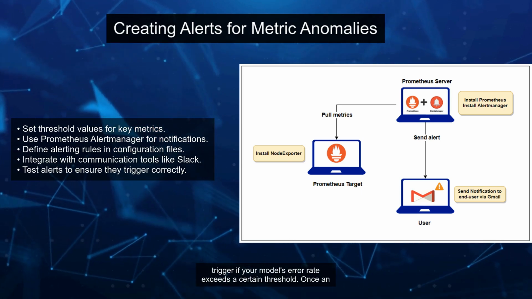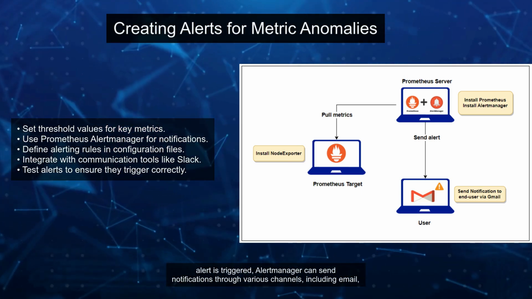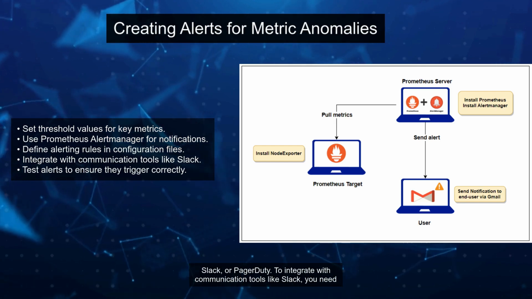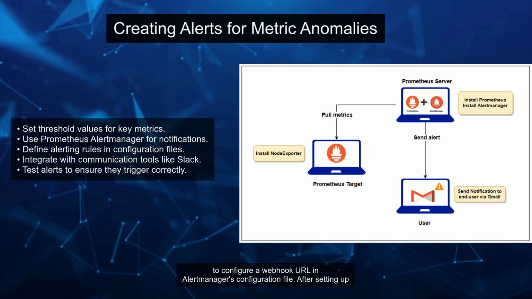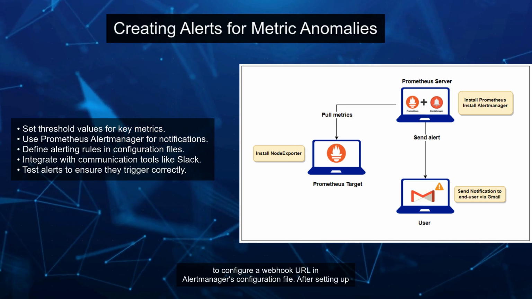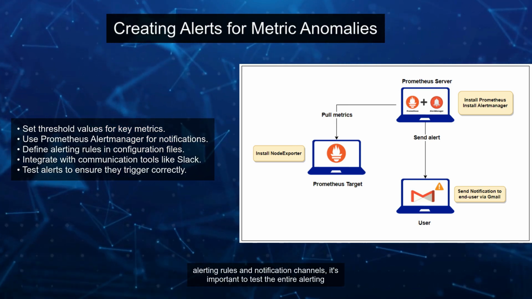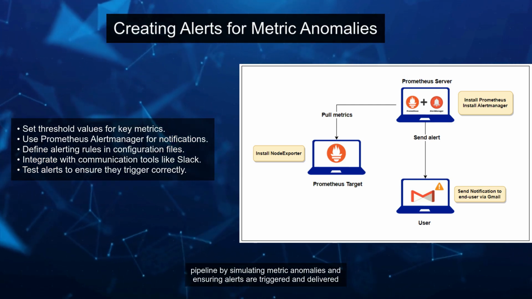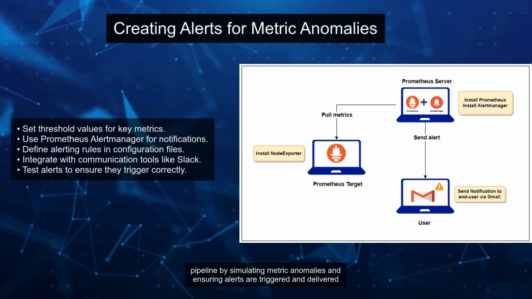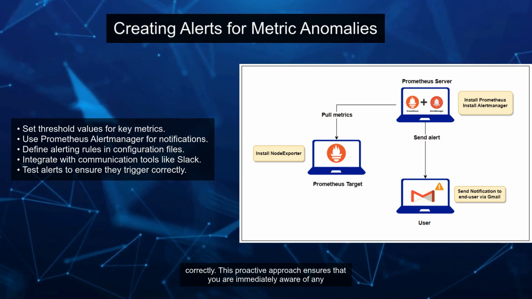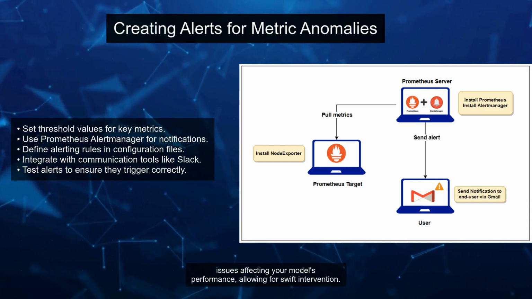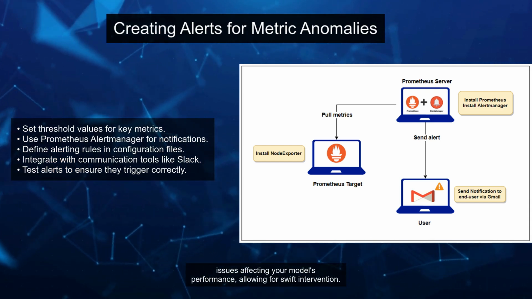Once an alert is triggered, Alert Manager can send notifications through various channels, including email, Slack, or PagerDuty. To integrate with communication tools like Slack, you need to configure a webhook URL in Alert Manager's configuration file. After setting up alerting rules and notification channels, it's important to test the entire alerting pipeline by simulating metric anomalies and ensuring alerts are triggered and delivered correctly. This proactive approach ensures that you are immediately aware of any issues affecting your model's performance, allowing for swift intervention.